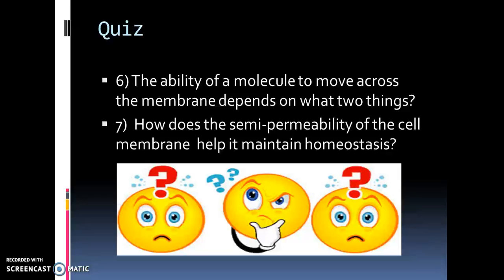The ability of a molecule to move across the membrane depends on what two things? I don't know if we covered this, but it is size and charge. Size and charge.